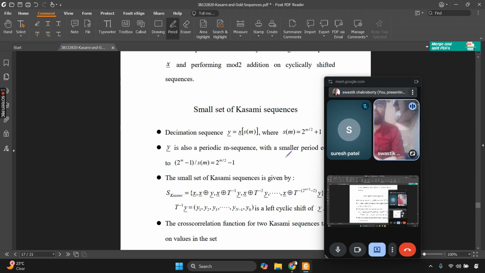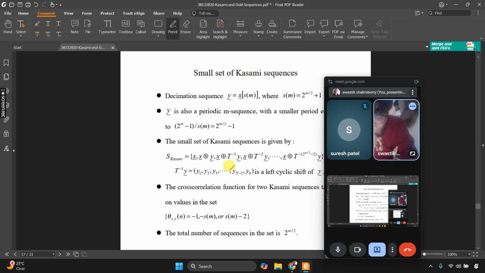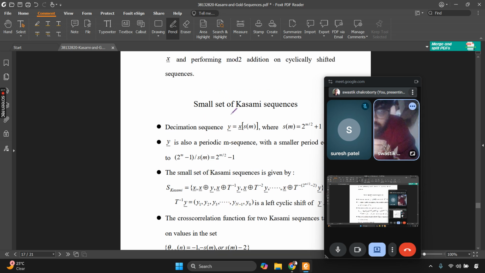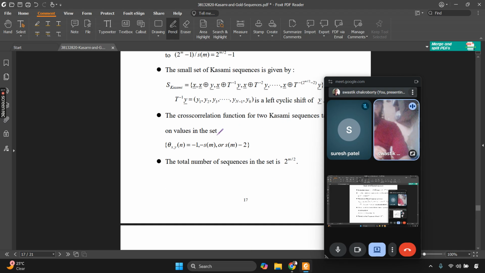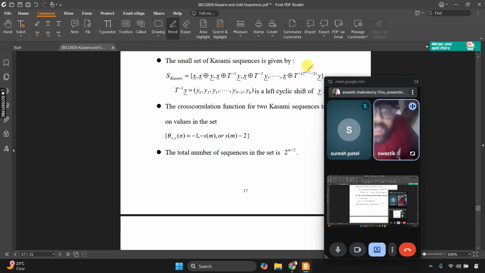So here, you have an original sequence X, you perform a decimation and you get a sequence Y. Then the small set of Kasami sequences is given by X, X XOR Y, X XOR Z inverse Y, X XOR Z to the power minus 2Y, like that till X XOR Z to the power minus 2 to the power m by 2 minus 2Y.